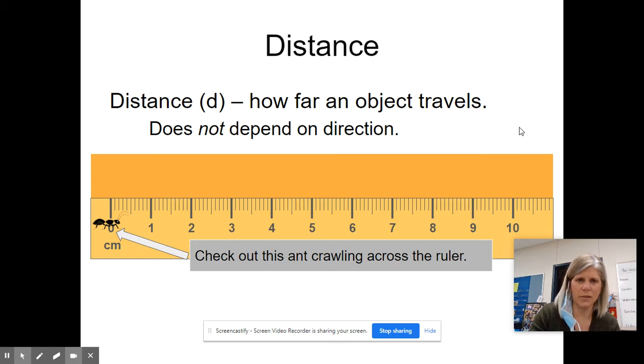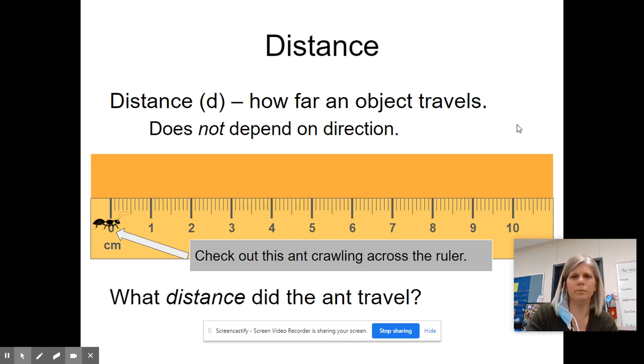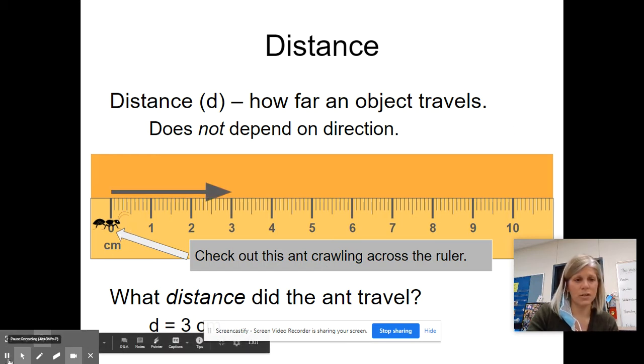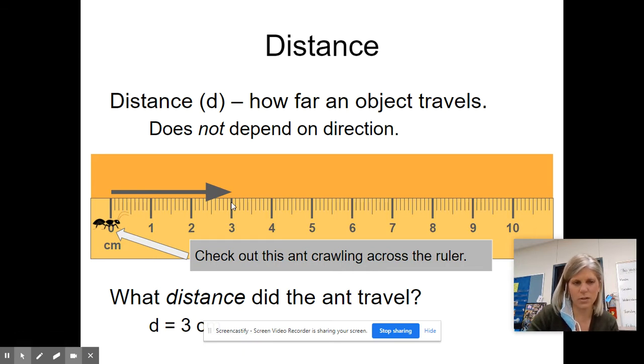When we look at the distance of an object, it will not be dependent on direction. What this means is that we're only looking at how far the object travels. It doesn't matter what direction the object is traveling in. So if we look at our ant here that's traveling across this ruler, you'll see that the ant traveled a total of 3 centimeters based on where this arrow shows the ant stopped.